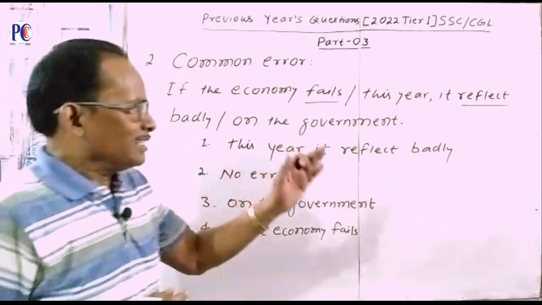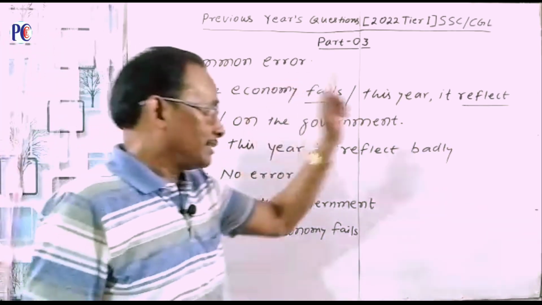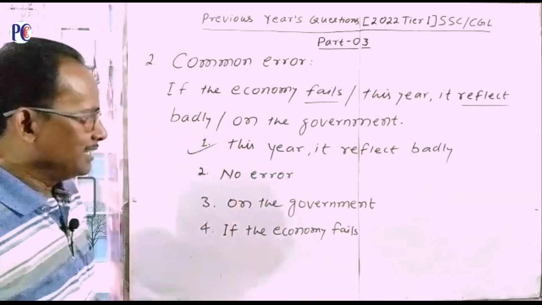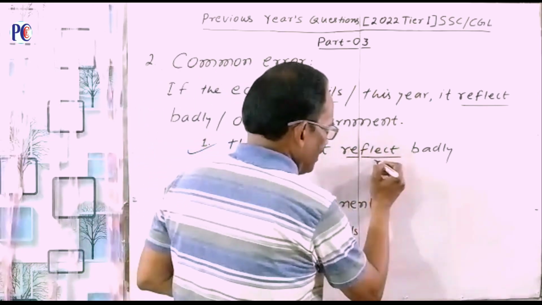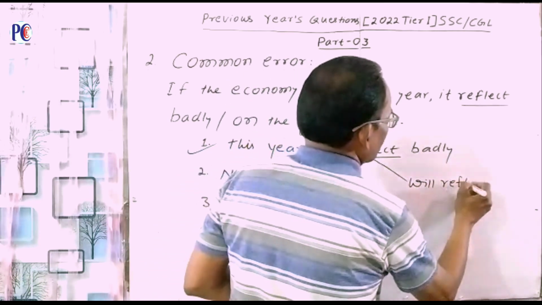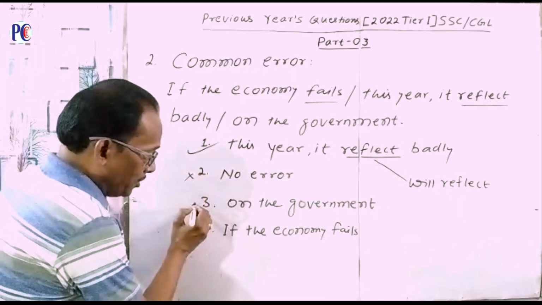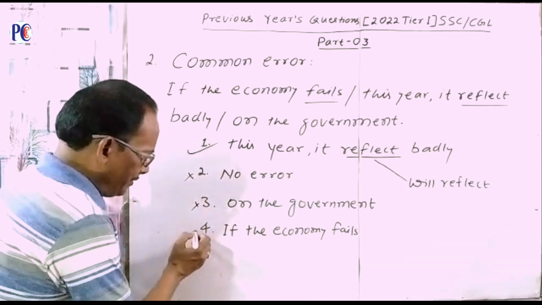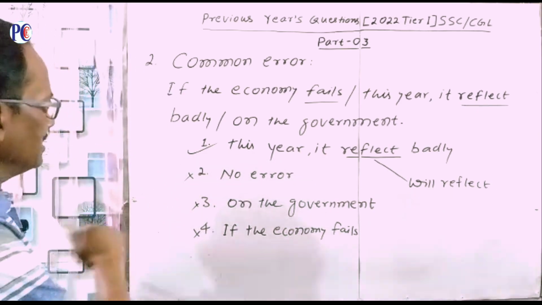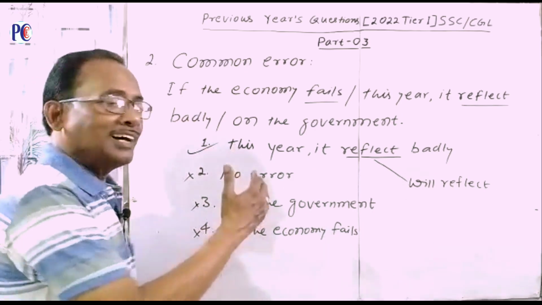Let us see in which segment does it fall. The first segment, this year it reflect badly. Yes, the error segment is number one. So this is the right answer. In place of reflect, it must be it will reflect. So no error on the government. If the economy fails, these three options are easily eliminated. The correct sentence will be, students, if the economy fails this year, it will reflect badly on the government.